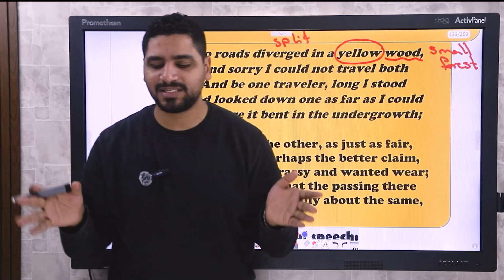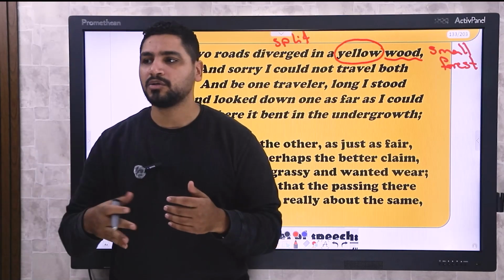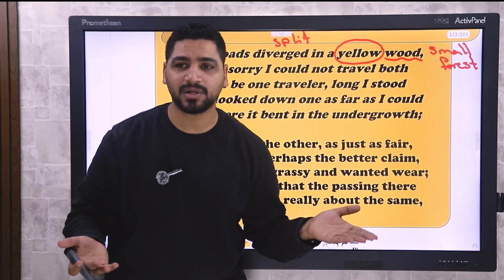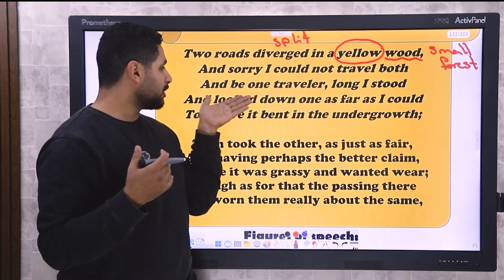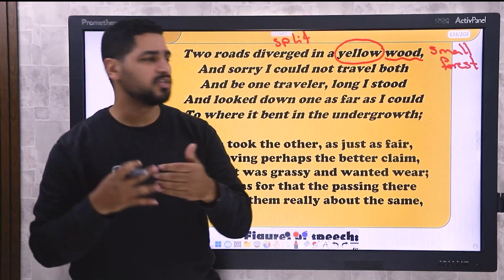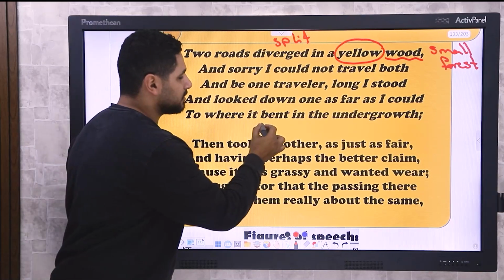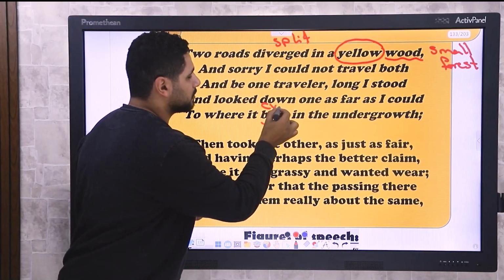So actually he was just standing and the road split. He wanted to know which road to take. Do I take the one on the right or the one on the left? And he said, and looked down the road as far as I could, to where it bent. Bent is like curved.